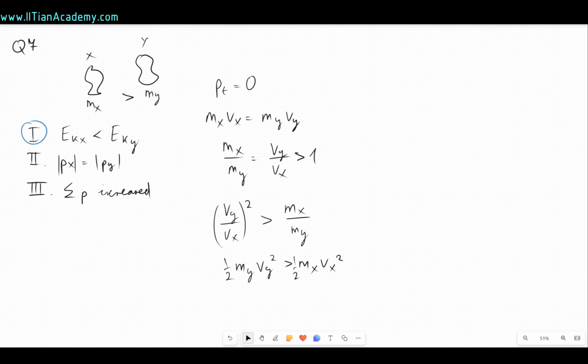So 1 is correct. We also know 2 is correct, as the magnitudes of their momentum have to be the same. And the total momentum has not increased, as there are no external forces acting, so the momentum has to be conserved. So it's not that, so it has to be option A.